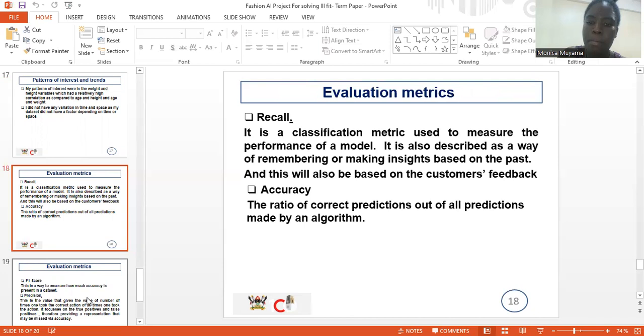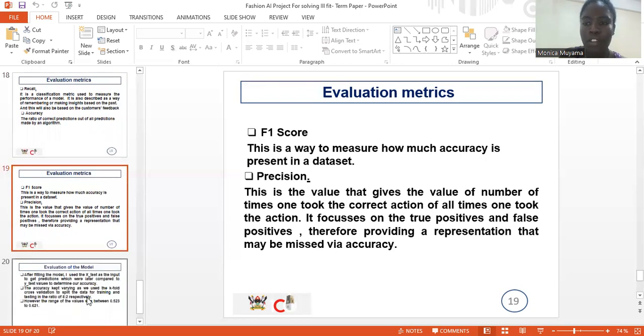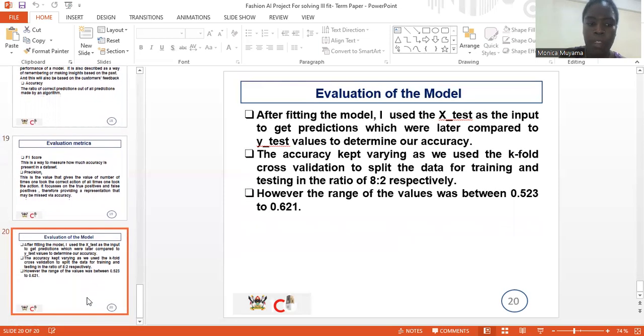Accuracy. This is the ratio of correct predictions to all predictions made by an algorithm. F1 score. This is a way to measure how much accuracy is present in a dataset. Precision. This gives us the number of times one took the correct action, out of all the times one took the action. It focuses on the true positives and false positives, therefore providing a representation that may be missed by accuracy.